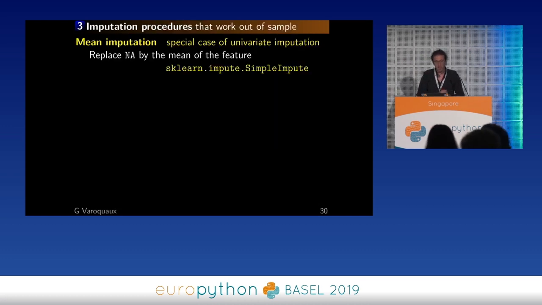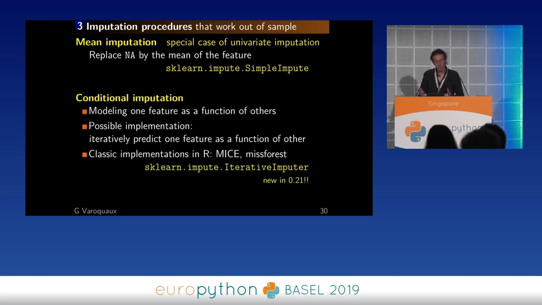So let me cover a bit the tools we have in scikit-learn. There's mean imputation, which is a special case of univariate imputation. And we can, for instance, replace the missing values with the mean of the feature. This is done with the simple imputer. There's conditional imputation, the idea being that you're modeling one feature as a function of the others, and then you can learn predictive models across features, and then you can predict missing values, okay? There are classic implementations in R, and we now have an implementation in scikit-learn that can do this with linear models or random forests or other things.